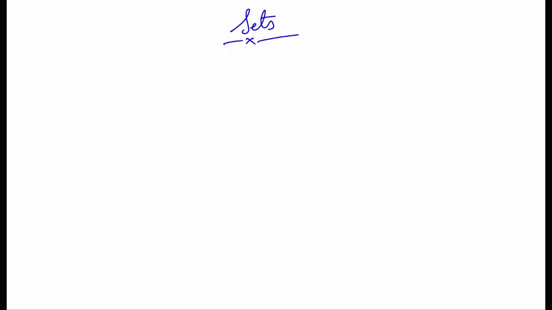So we will start with the chapter sets, and our first topic will be what is a set. Our first discussion will be what is a set. Now, to understand what is a set, let me give the definition. A set is defined as a collection of well-defined elements. This is the definition of a set.